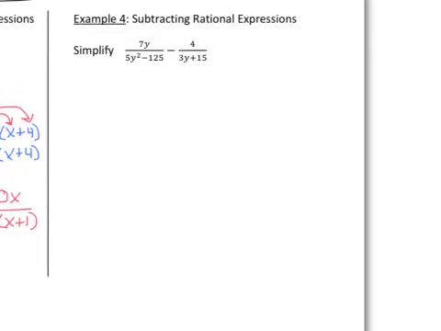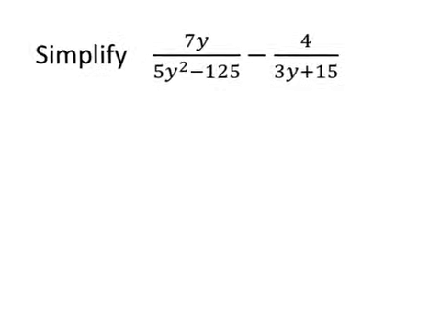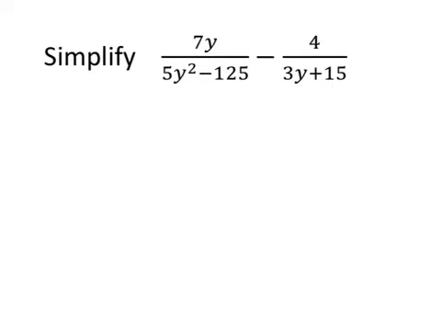Now we're going to do another one. We follow the same steps, but we are going to subtract them. So first off, save some room down below. What's common in that first denominator that we can pull out? 5. When we pull out 5, what are we left with? 25. Very good.